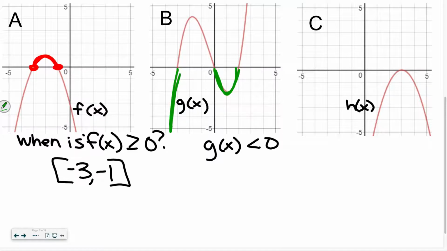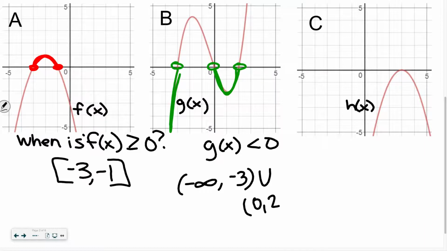No, we wouldn't want to include these x-intercepts. So I'm going to mark them as open circles because those are the places where g of x equals 0. So then sometimes for the zeros, instead of using brackets, we would use parentheses. So we would say g of x is less than 0 from negative infinity to, looks like, negative 3. That takes care of this end behavior that's falling on the left. And then in union with 0 to 2, it looks like.